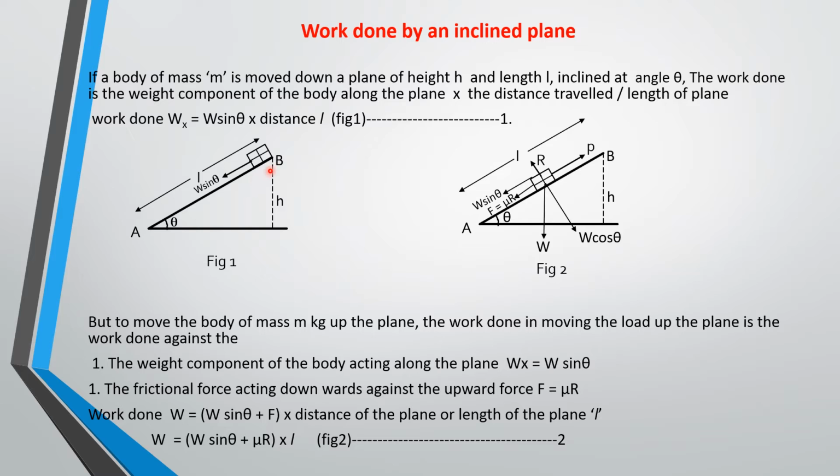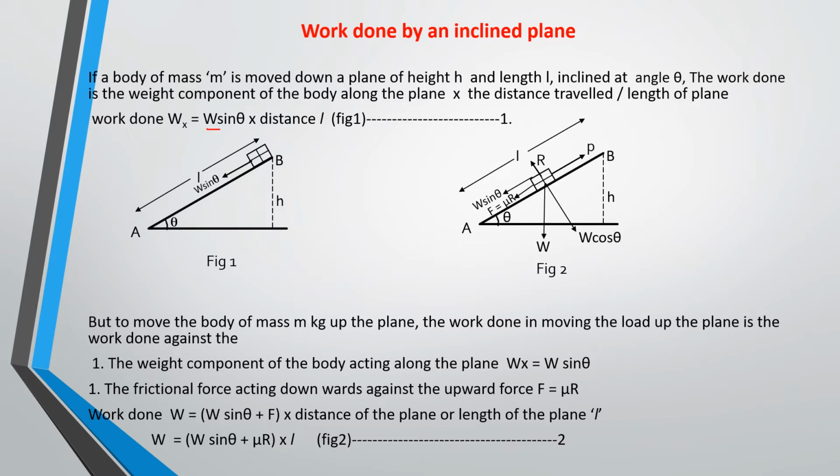The work done in moving a body along the inclined plane is the weight component of the body along the plane times the distance traveled by the body. The distance traveled by the body is equal to the length of the plane, which is L. So the weight component of the object along the plane is equal to W sine theta.